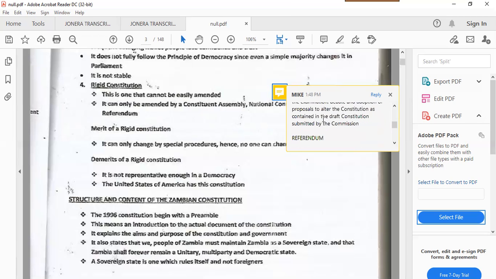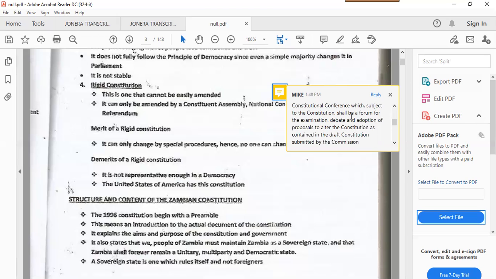So we're saying a conference, a national constitutional conference, is a forum. It's a very, very huge forum for the examination. So this one is very, very strict because there is one examination, there is debate. After debate, there is adoption of proposals to alter the constitution as contained in a draft or submitted by that constitution. So these can even go up to weeks or months where these elected officials are just examining, debating, and trying to vote and adopt. So that's what a national constitutional assembly means.